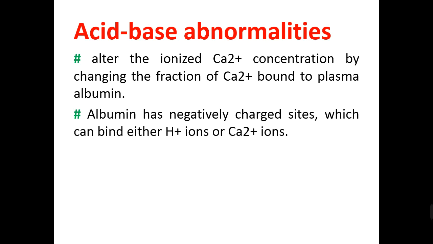The third factor that changes calcium concentration is the acid-base abnormalities. How? It alters ionized calcium concentration by changing the fraction of calcium bound to plasma albumin, to plasma protein. When there is a defect in acid-base balance, it will alter the ionized calcium concentration by changing the fraction of calcium that is bound to plasma albumin. Albumin has negatively charged sites which will bind either to hydrogen or to calcium ion.